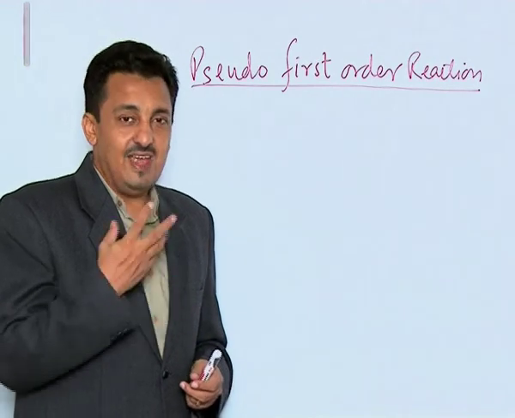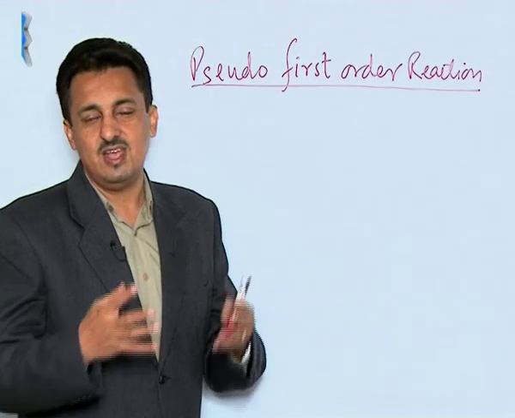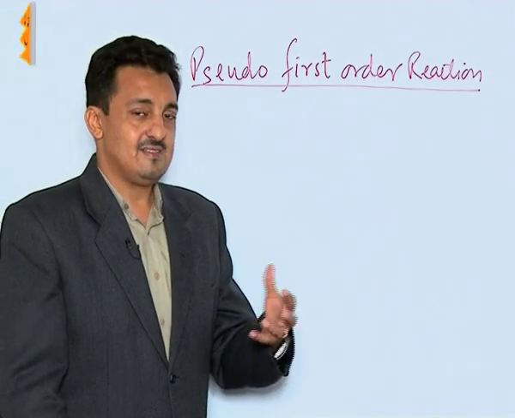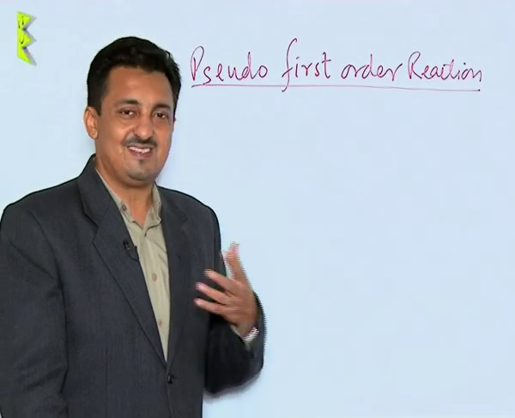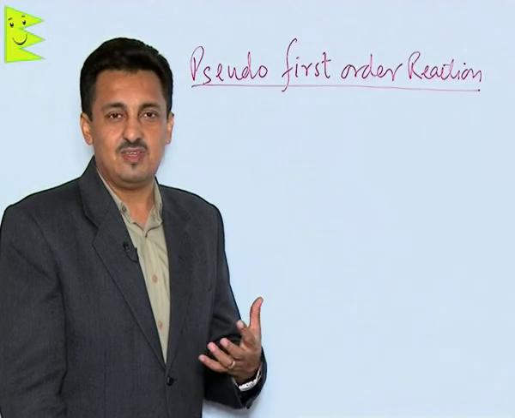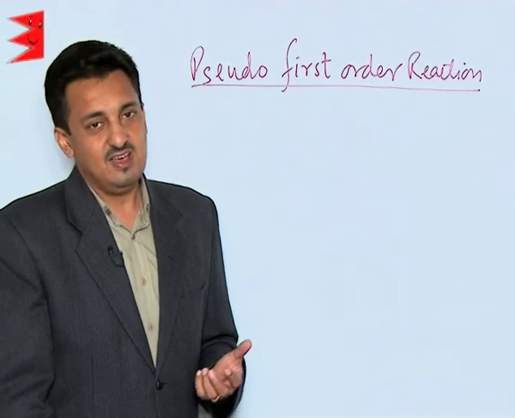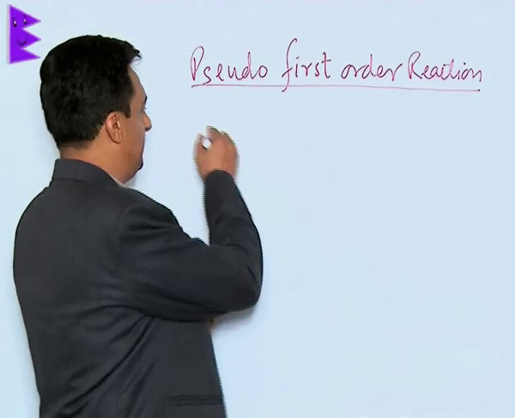That means the rate only depends on the concentration of one of the reactants and it doesn't depend on the other reactant. The main reason is that the other reactant's concentration is not affecting the rate. Why? Because either it is present in excess or it is the solvent of the reaction, whose change in concentration doesn't affect the rate of the reaction. Let us take an example for this.